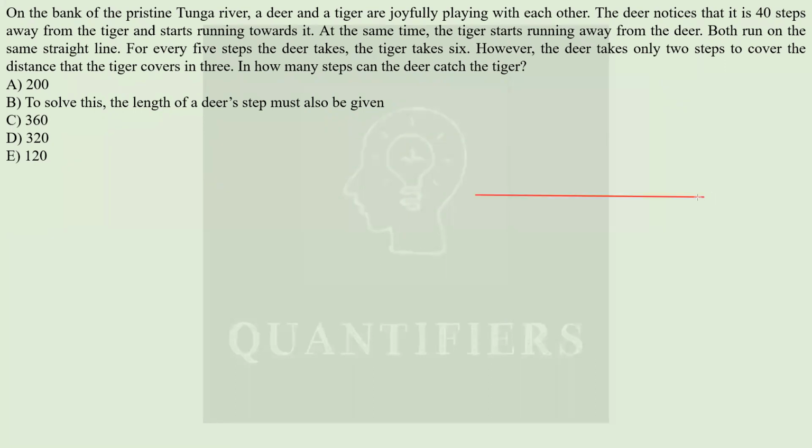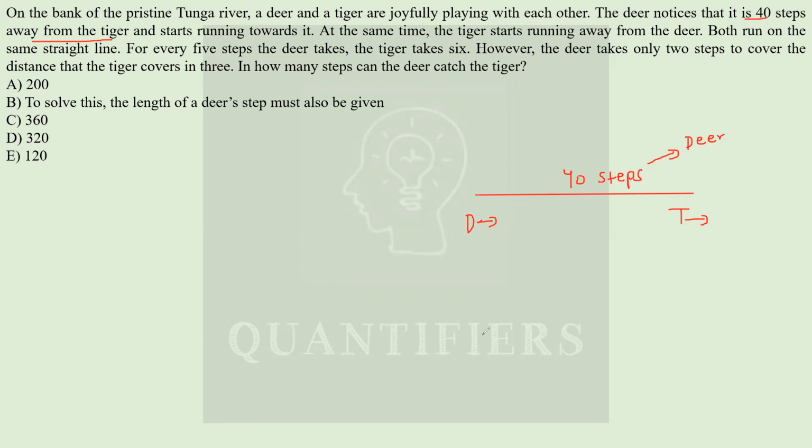So now it is given that deer and tiger are going in the same direction. Basically, deer is chasing the tiger and the gap between them is 40 steps. Okay. Gap between them is 40 steps. And this 40 steps is basically of deer. It is given that deer notices that it is 40 steps away from the tiger. So the distance between deer and tiger is equivalent to 40 steps of deer.